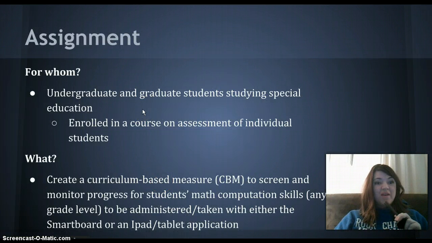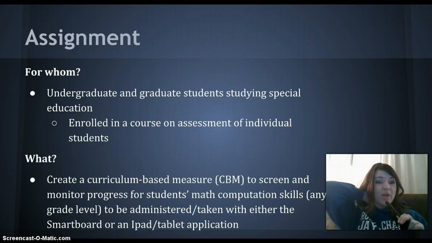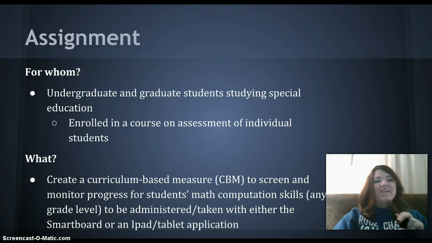The assignment is for these students in this class studying special education. And like I mentioned, our particular class is focused on assessment of individual students. What I would like my students to do is to create their own curriculum-based measure, also called a CBM, one that can be used to screen and progress monitor students' skills, specifically in math computation. And this could be done at any grade level, whatever the students are looking to study.